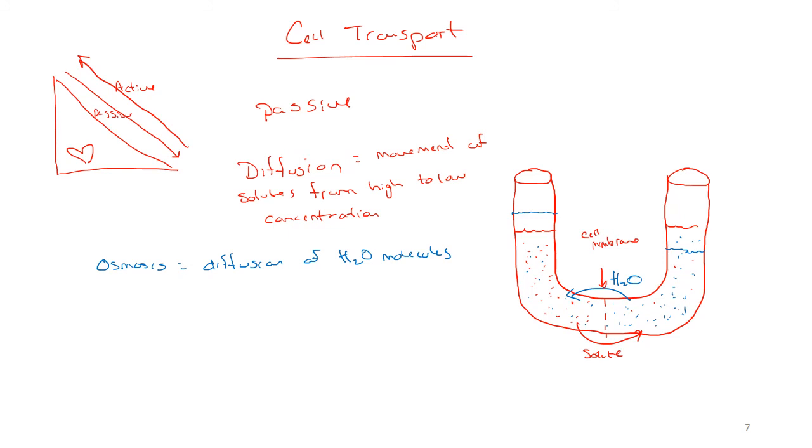Also, I should mention, another fancy version of passive transport is something called facilitated diffusion. And facilitated diffusion means a protein channel helps move the solute. It's the exact same thing as diffusion, but they just need another tube to travel through. It doesn't work against the concentration gradient. It goes down the concentration gradient.